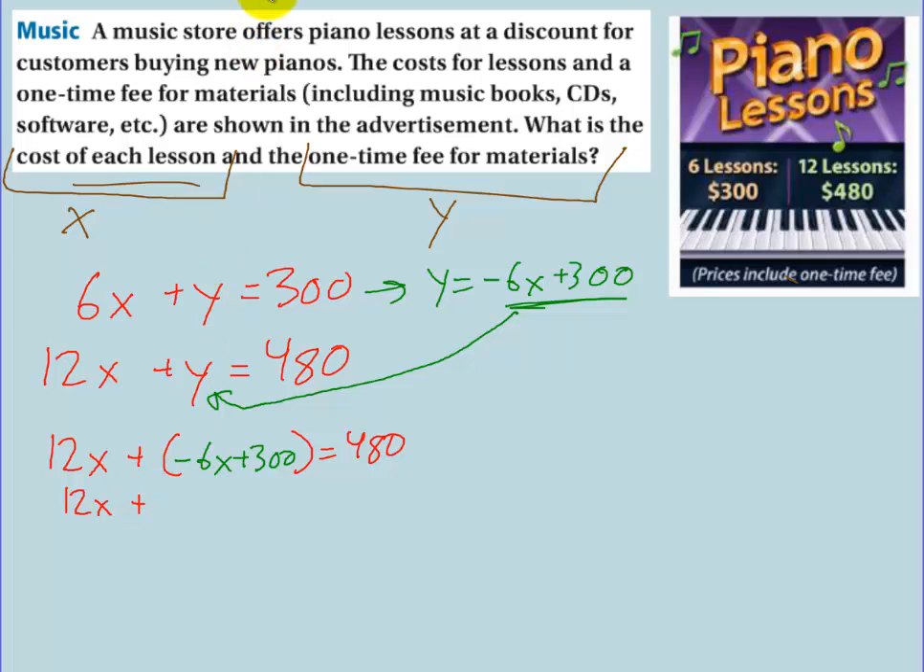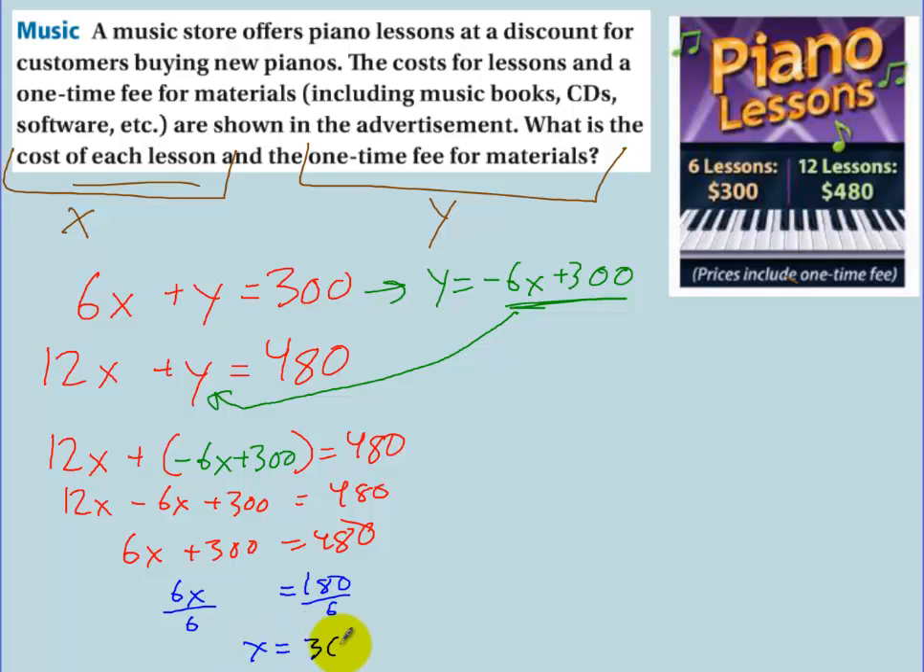12x, it's not going to be plus, it'll be minus 6x plus 300 equals 480. 12x minus 6x is 6x plus 300 equals 480. Subtract 300 on both sides, you're going to get 6x equals 180, and divide by 6, and your x is going to equal 30. So the cost of each lesson, x, is going to be $30 right now.